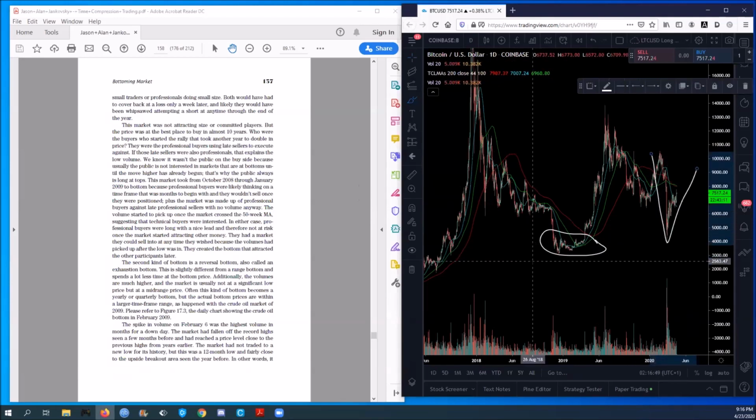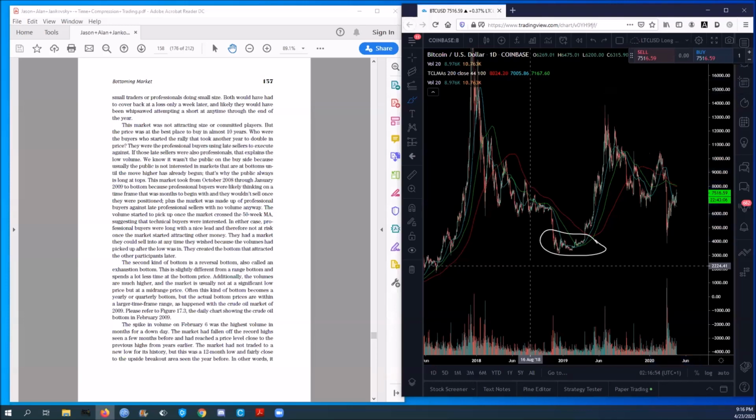Exhaustion, snapback. A V-shaped recovery, you sometimes hear it called in equities markets. It's slightly different from the range bottom. It spends a lot less time at the bottom price, and the volumes are much higher. The market's usually not at a significant low price, but at a mid-range price. Okay, interesting. Often this kind of bottom becomes a yearly or quarterly bottom, but the actual bottom prices are within a larger time frame range, as happened with, and this is pretty fun irony, crude oil in 2009.